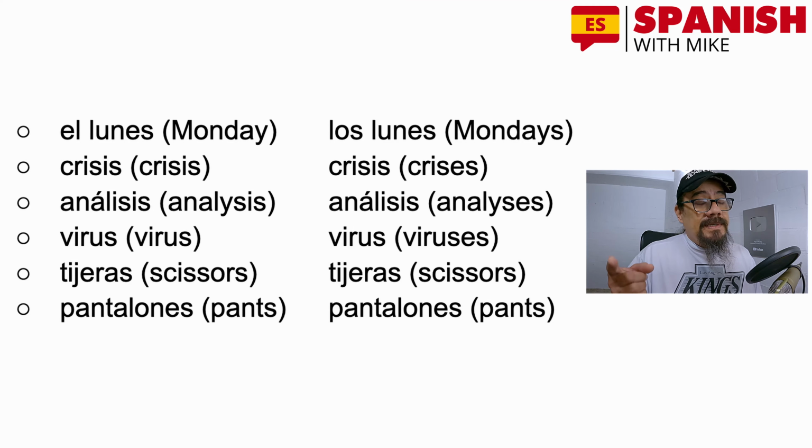Now, how about irregular plurals? We need to think about a couple of things. The first one: nouns that don't change in the plural, meaning they are invariable plurals, just like it happens in English. Some examples in which the word is the same for both singular and plural are el lunes, singular, los lunes, plural, same word.